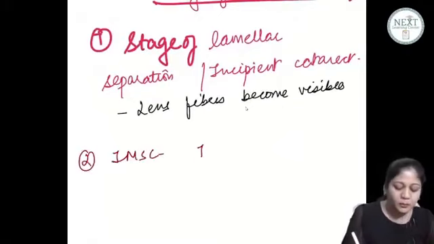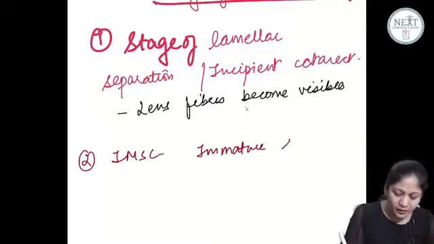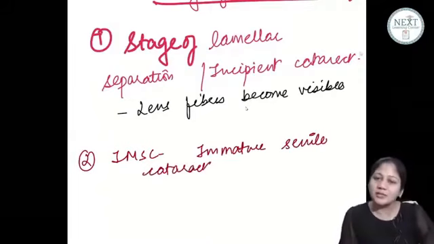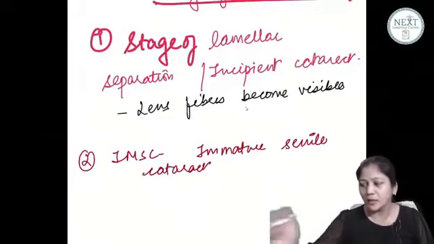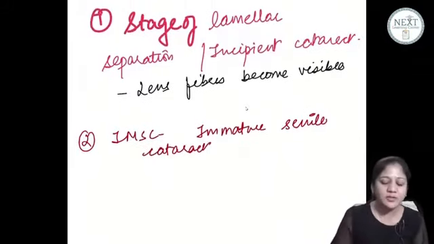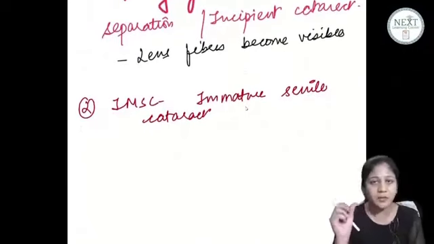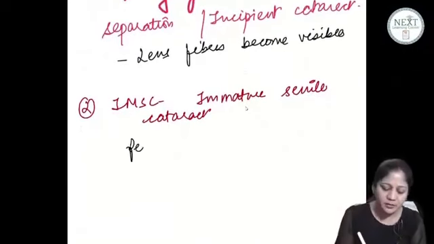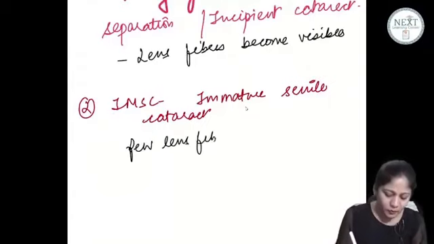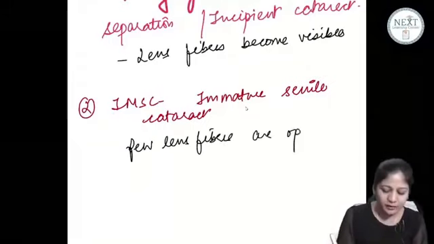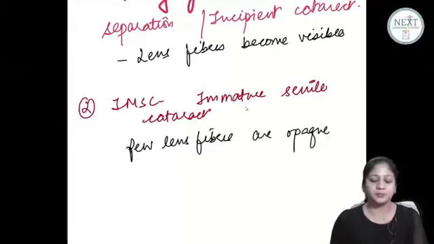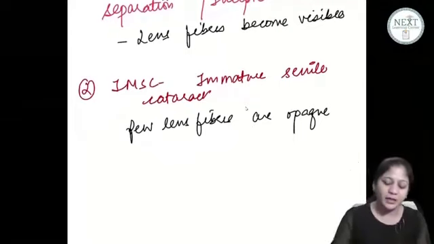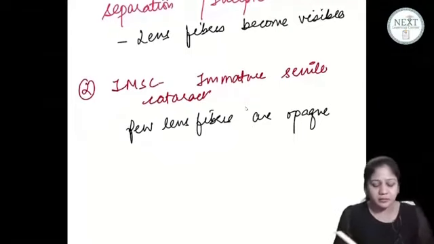The second stage is important. It is immature senile cataract, that is your next stage. Okay? Now what happens in the immature stage? It's an immature lens, so few lens fibers are now opaque. That means only few are opaque, few are still clear. That means some of the lens fibers are now opaque, some are still clear.